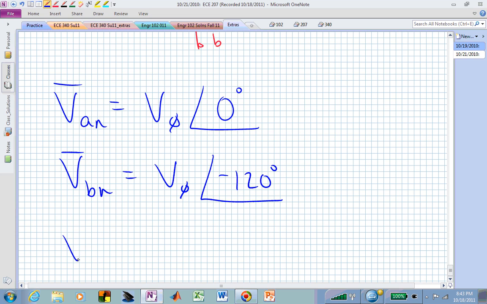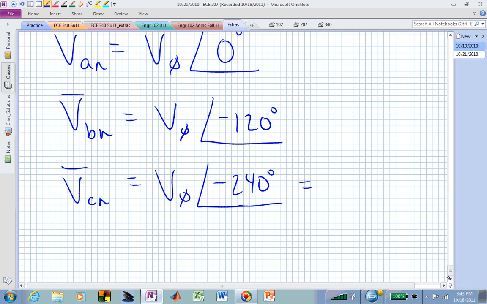Then we want the C phase to be 120 degrees behind the B phase, but in fact we like to keep our angles less than 180 in magnitude, and so minus 240 is the same because a circle is 360 degrees. This C phase now is plus 120 degrees.